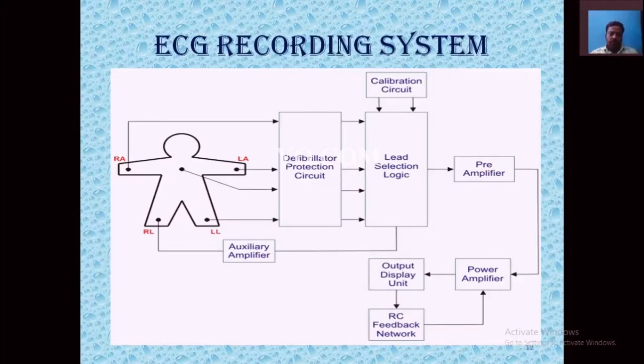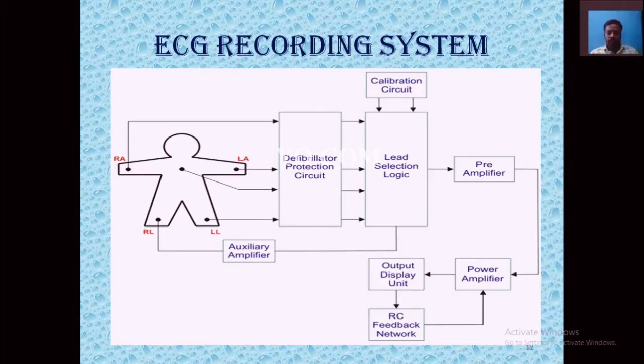Next we are going to see the recording system of ECG. A recording system of ECG has different blocks. The major blocks are defibrillator protection circuit, lead selection logic, which has the calibration circuit to control the lead selection logic.